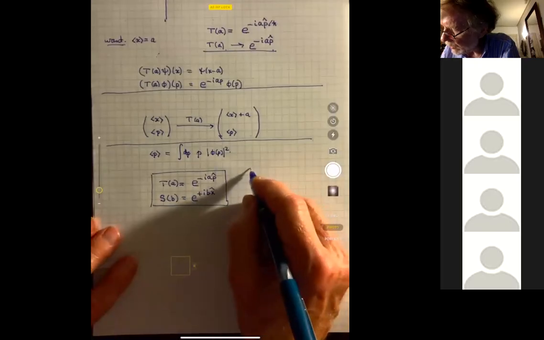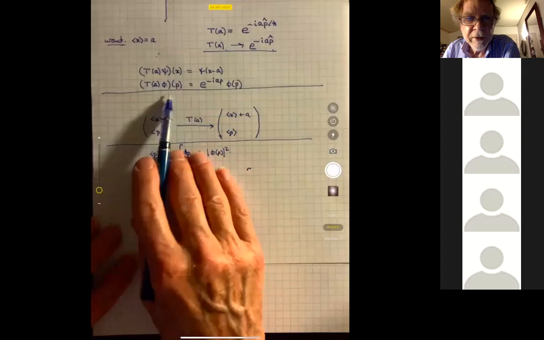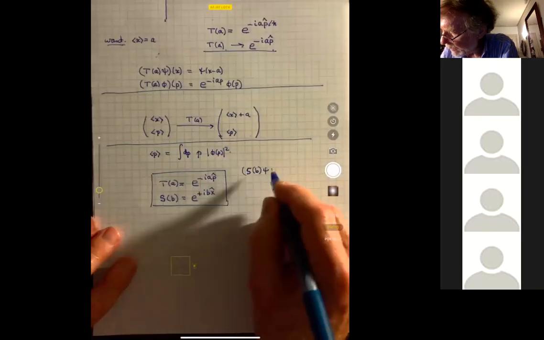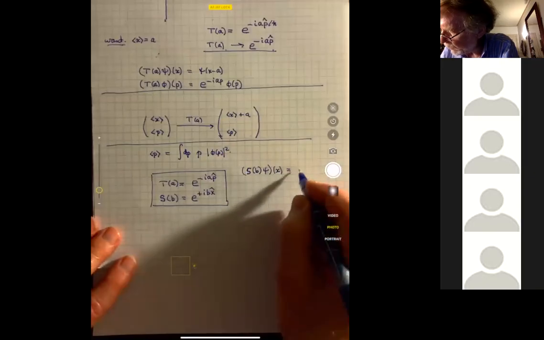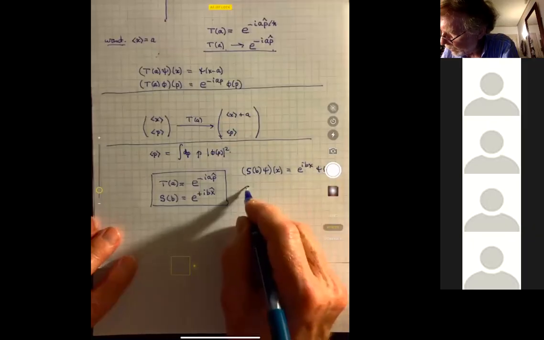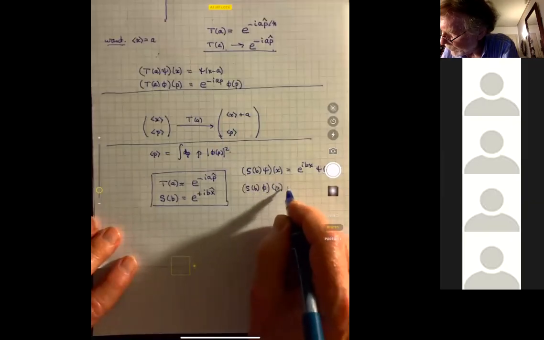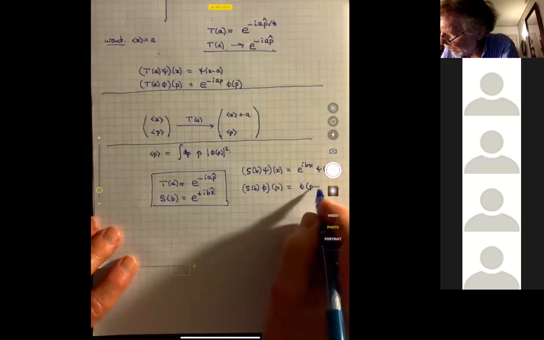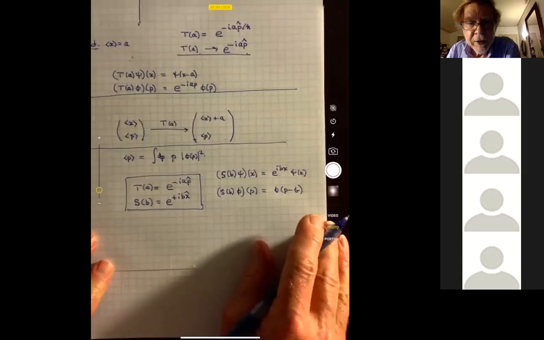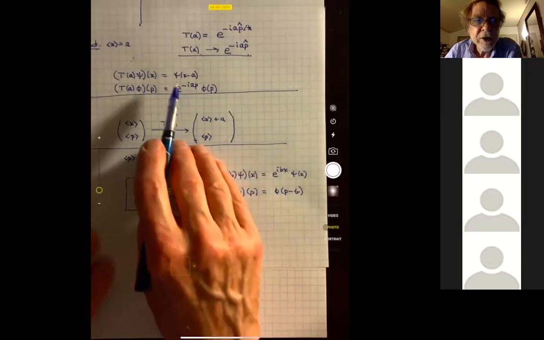And what does this do to wave functions? Compare what T of A did to wave functions up here. S of B acting on a wave function psi of X multiplies it by the phase factor e to the I B X times psi of X. Whereas S of B acting on a momentum space wave function, phi of P, maps it into phi of P minus B, which means we rigidly move it forward in momentum space. I think you can see the kind of symmetry between these momentum displacement operators and the position displacement operators above.